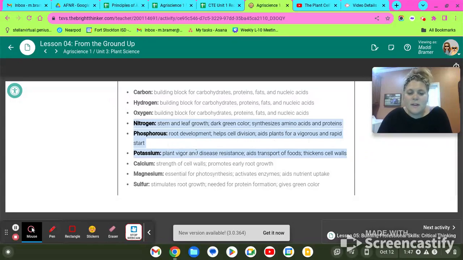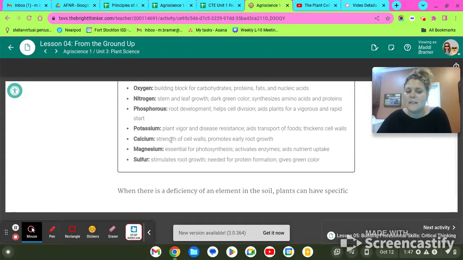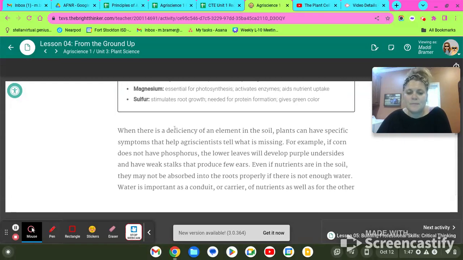Potassium is for plant vigor and disease resistance. It aids transport of food and thickens cell walls. All of that, great things. That's why nitrogen, phosphorus, and potassium, you will always see those listed in fertilizers and in soil that's for sale. Next time you go buy some, make sure you take a note of that.